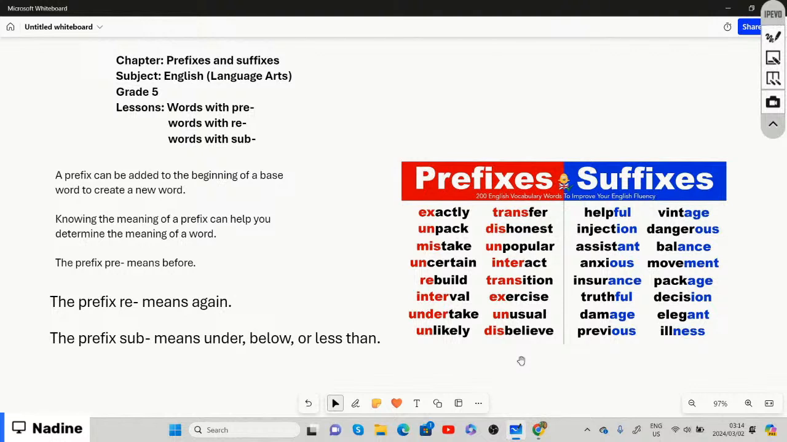All right. Then we have re, right? If we look at the word re, it means again. It's like saying redo, relist, retype, repay, right? It means that you need to do it again, right?